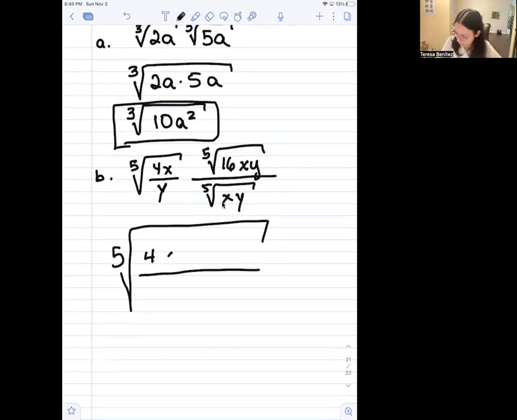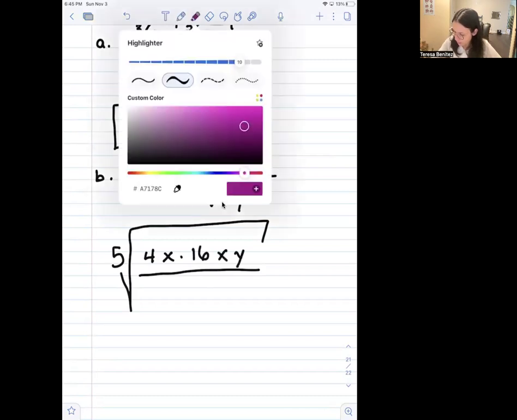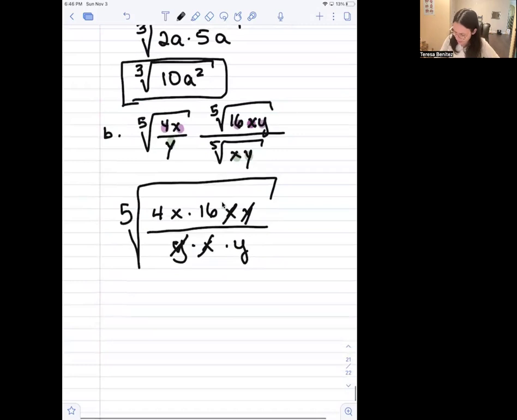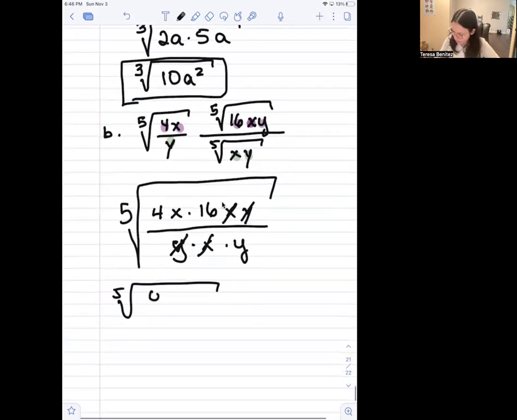I have 4x, and I have 16xy. Let's put them all here: 16x and y. What do I have in the denominator? Make it green in the denominator: y, x, y. Now I can start canceling things out. This is beautiful. Y cancels out. X cancels out. So then I get the 5th root of 64x divided by y.